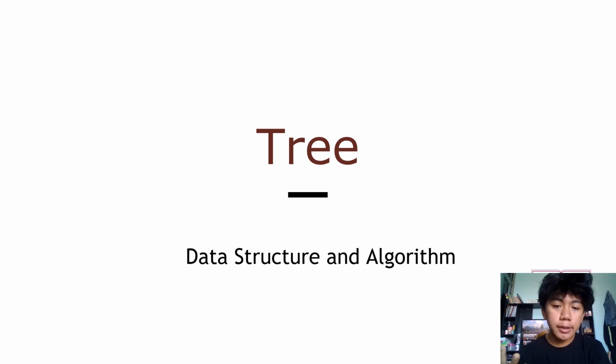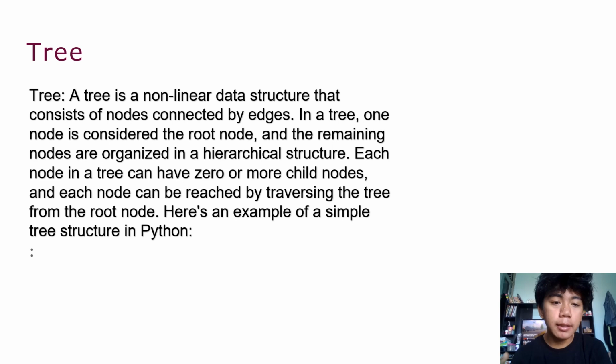And the fourth, I will explain about tree in data structure and algorithm. A tree is a non-linear data structure that consists of nodes connected by edge. In a tree, one node is considered the root node, and the remaining nodes are organized in hierarchical structure. Each node in a tree can have zero or more child nodes, and each node can be reached by traversing the tree from the root node. And here is an example of a simple tree structure in Python coding.